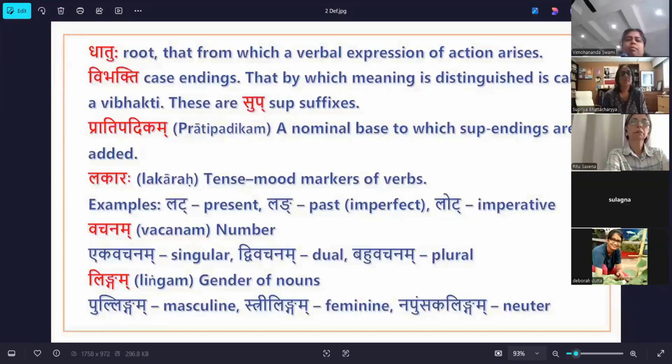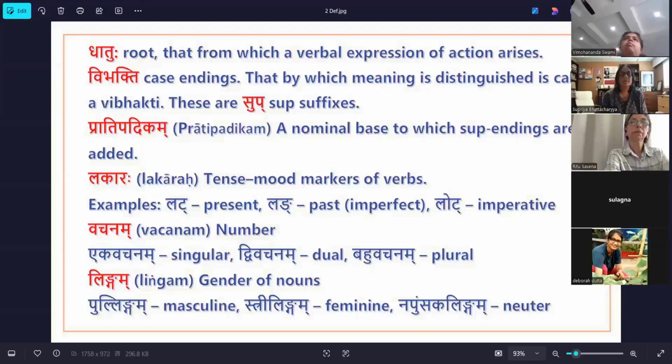Vibhaktis, case endings: first, second, third, fourth; prathama vibhakti, dvitiya vibhakti. This clarifies that when we add a vibhakti, it tells us many things: gender, what the person is receiving or giving or doing. We will see vibhaktis later. If there is time, we will discuss a little today. Vibhaktis means sup vibhaktis. Pratipadikam is a nominal base to which sup endings are added. After the sup endings are added, they can be used in a sentence.